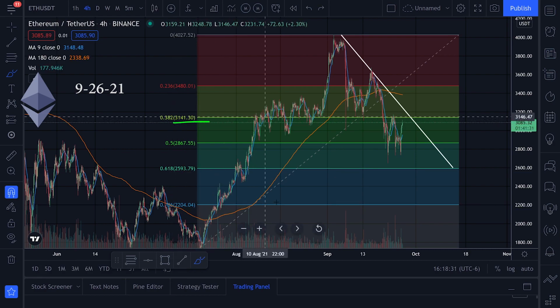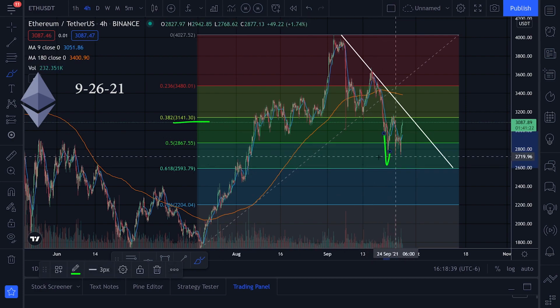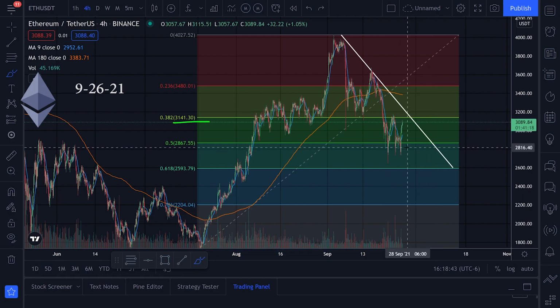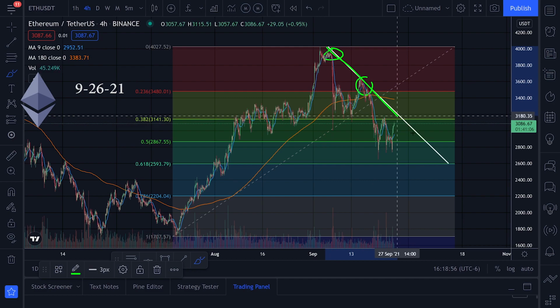So in general with Ethereum, I'm still watching the Fibonacci retracement limit orders at 3141, 2867, 2593, and 2204. We came down and almost hit the 61% level, but we didn't come down far enough. So we're basically sitting at the 50% level. We got a nice bounce right there. That's pretty good too.